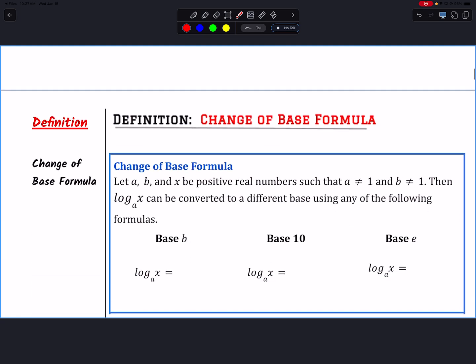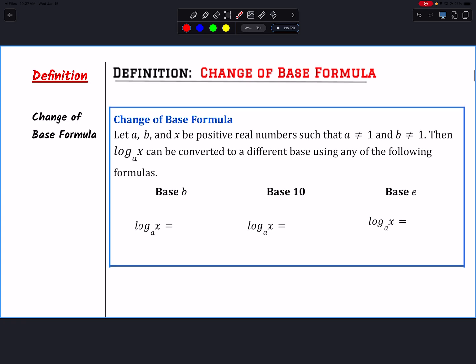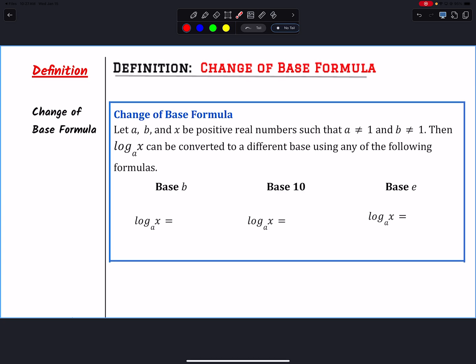So, change of base formula. You have learned how to evaluate some logs, right? Like log base 2 of something equals something. What if you don't know what the answer is? There's a way that we can change the base, and so we can do it easier on our calculator.